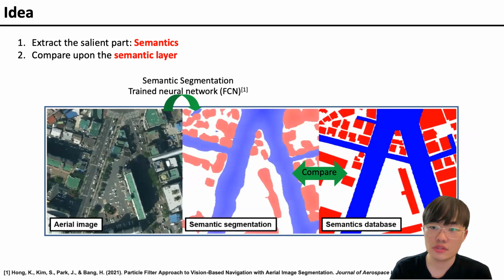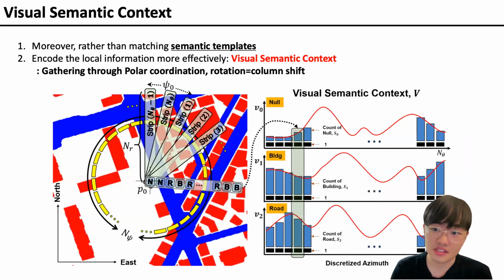Based on our previous research, which trained the neural network how to extract salient semantics out of an aerial image, the problem turns into comparing semantically segmented aerial image and semantics map of the ground. The approach suggested in this study is to further encode semantics image into visual semantic context, or VSC. The principle is simple: gather semantics in polar coordinated fashion and list in azimuthal fashion. We then call this distribution a visual semantic context of the location.